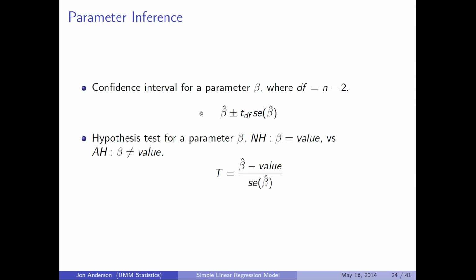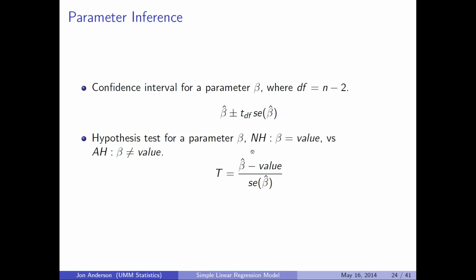The formula for a confidence interval about one of the beta parameters, like beta naught or beta 1, is to just use the estimate, beta hat, plus or minus a t multiplier from the t distribution with the appropriate degrees of freedom, times the standard error that we get from our output. The degrees of freedom in this case for the t distribution is n minus 2. The reason it's n minus 2 is because there are n observations in the data set, and there are 2 parameters being estimated in the least squares system, beta naught and beta 1.